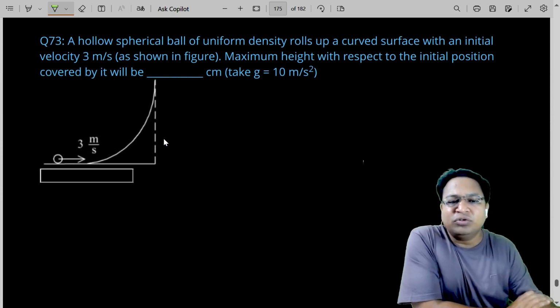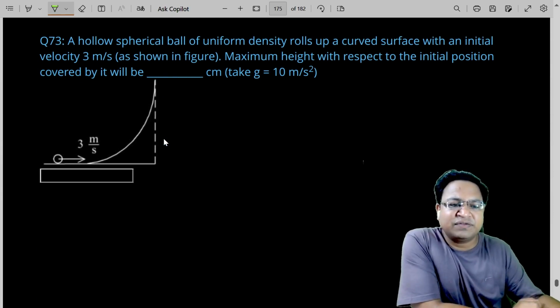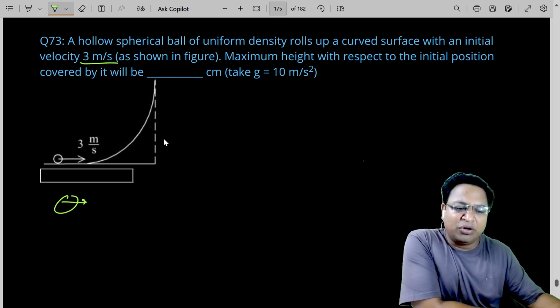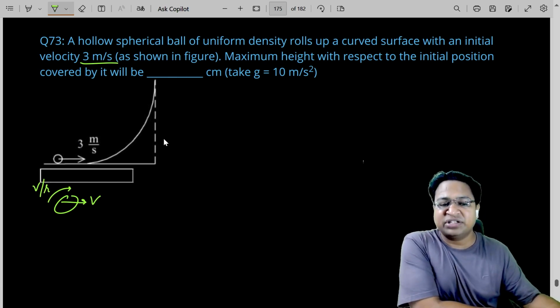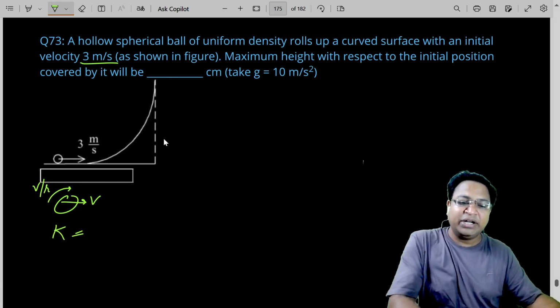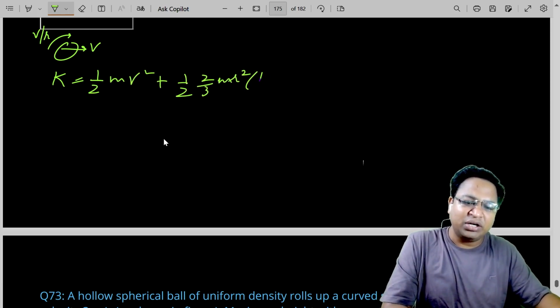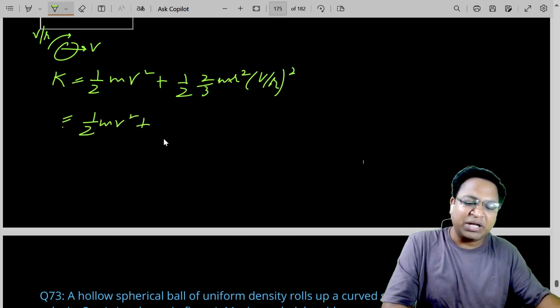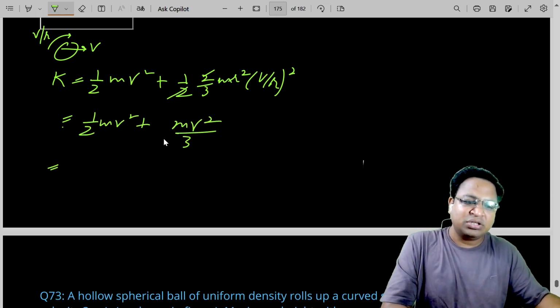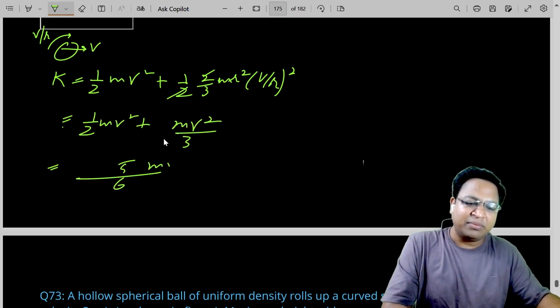It says a hollow spherical ball rolls up a curved surface with an initial velocity v, the maximum height with respect to the initial position. Now, guys, if a hollow ball is rolling with velocity v, it will also have an angular velocity of v by r, and therefore, when we are writing the kinetic energy, we need to take into account both. So, kinetic energy will be written as half mv square plus half into 2 by 3 mr square into v by r square. So it will become half mv square plus this 2 gets cancelled. So mv square by 3.